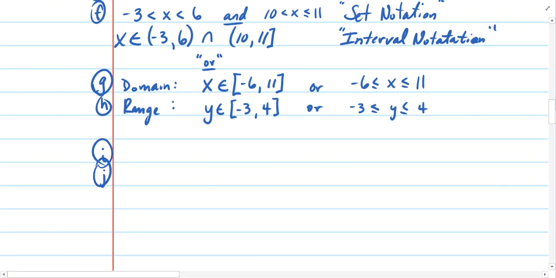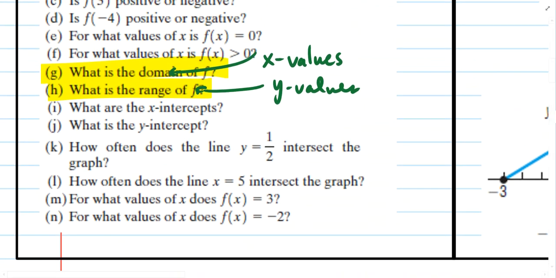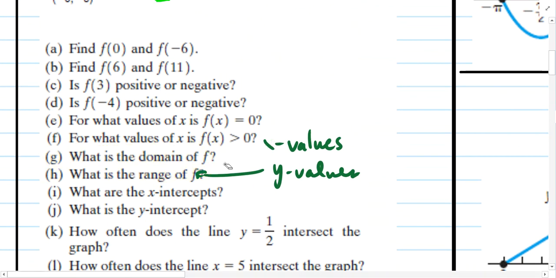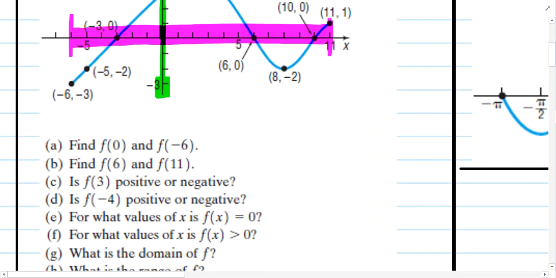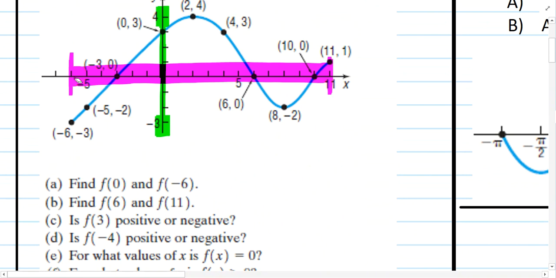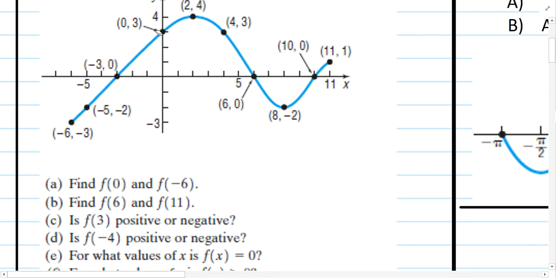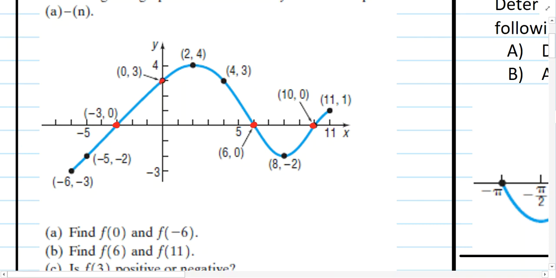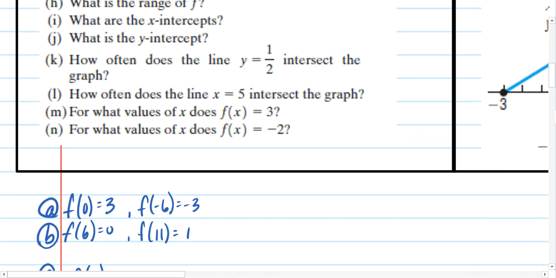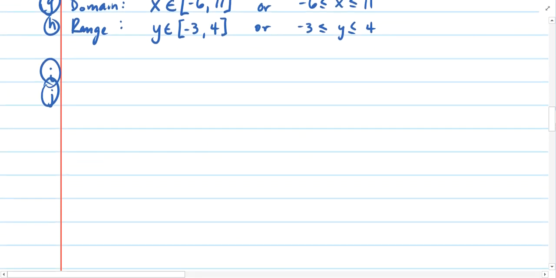For I and J, we are being asked for the x-intercepts and the y-intercepts. Those are easy to spot when we're looking at a graph. Of course, the x-intercept would be any position along the x-axis that the graph touches. So here we have our x-intercepts, and we only have one y-intercept. In fact, if the graph represents a function, then there can only be one y-intercept.